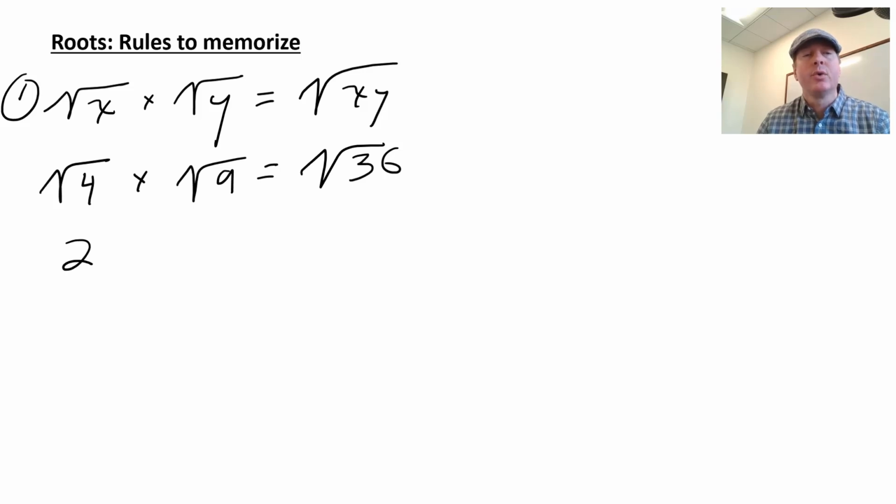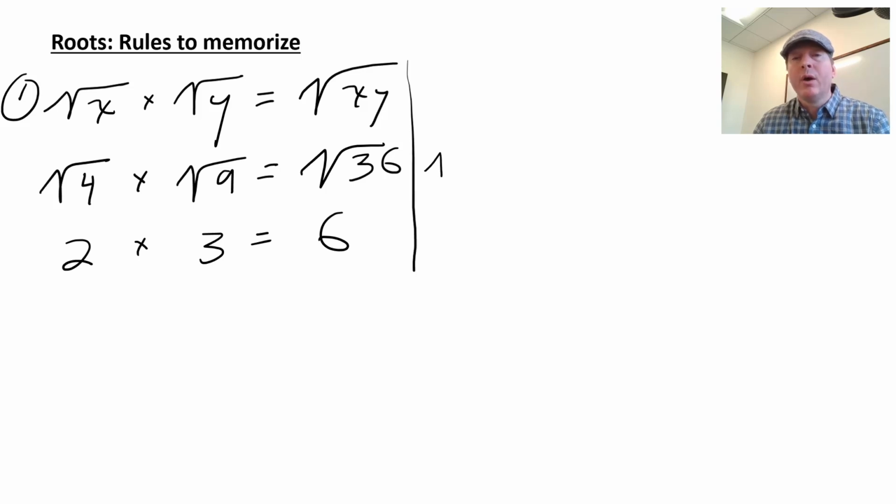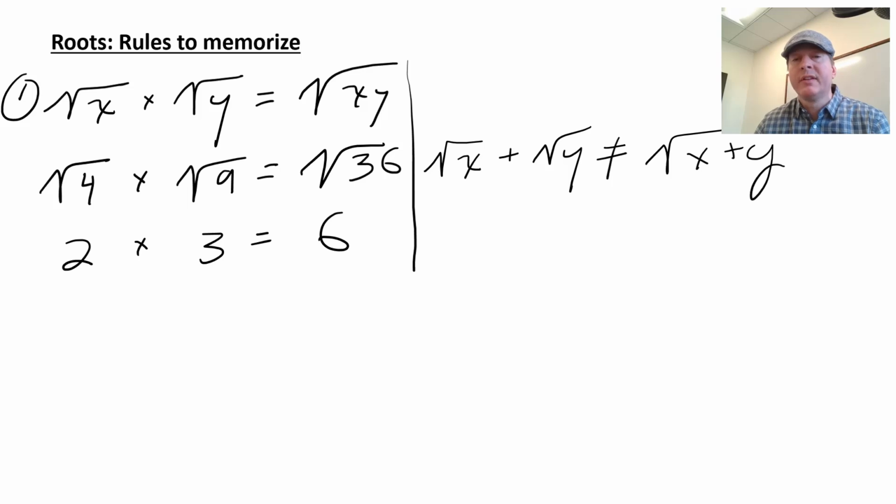And that makes sense. The square root of 4 is 2. The square root of 9 is 3. 2 times 3 equals 6. And yes, the square root of 36 is 6. So that's an important rule to memorize. Now, one thing I want to point out, suppose you were asked what is the square root of x plus the square root of y. That is not equal to the square root of x plus y, at least not most of the time.